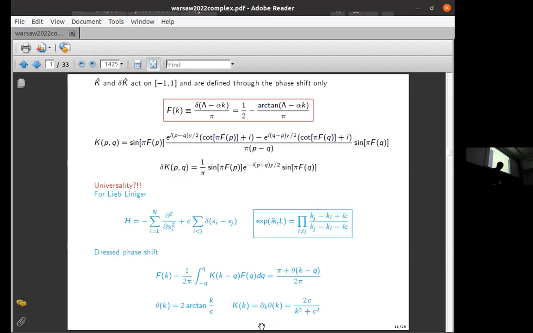And here is a typical answer for the kernels for the momentum distribution. It's a very specific kernel that we computed. And what's important is that they depend only on the phase shift that comes from the Bethe equations.